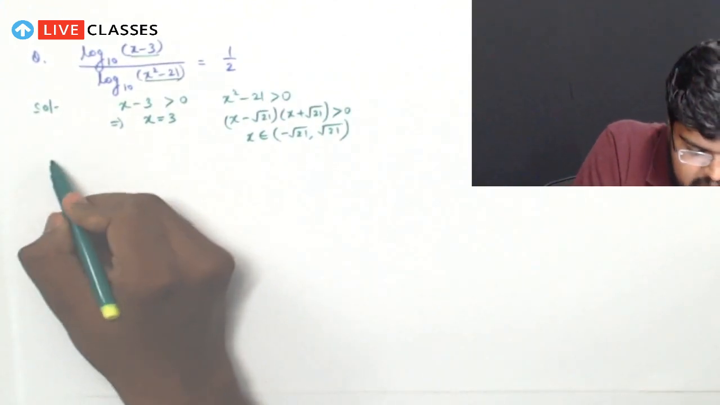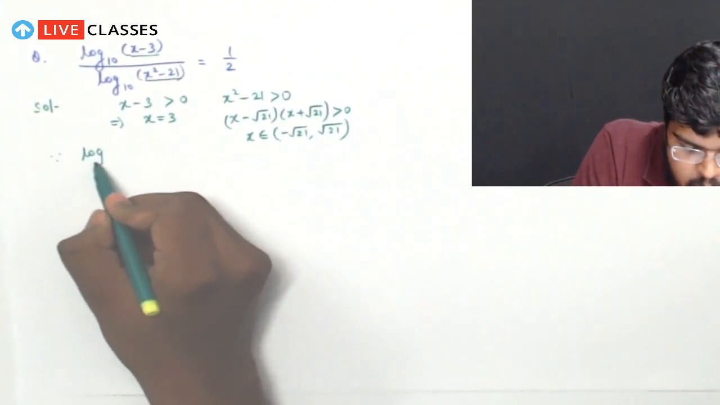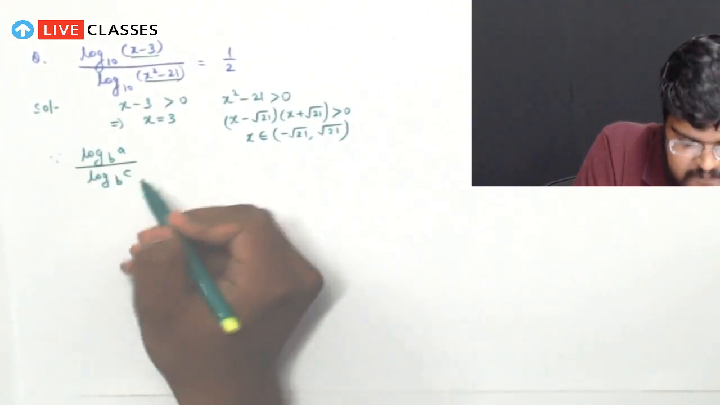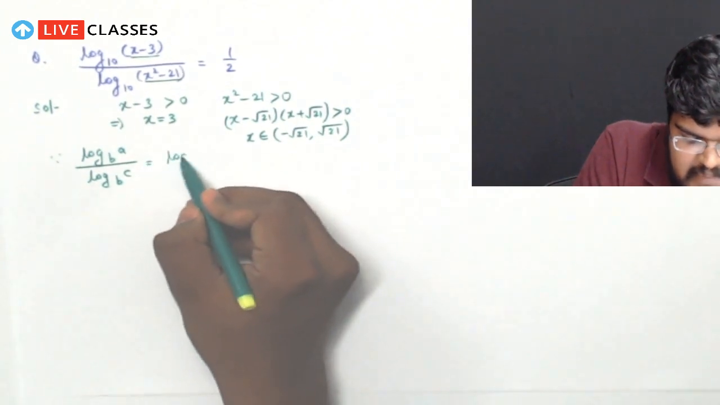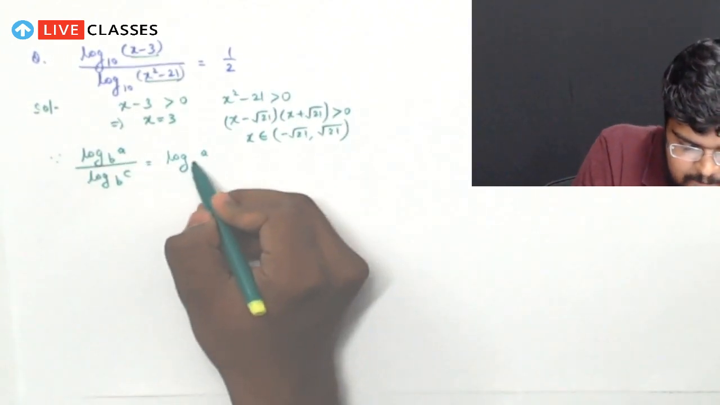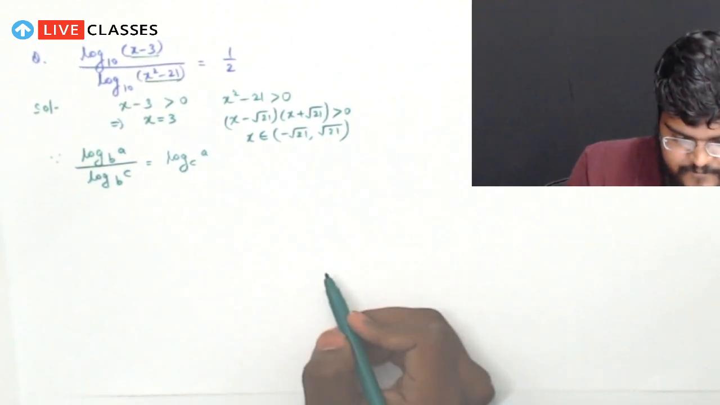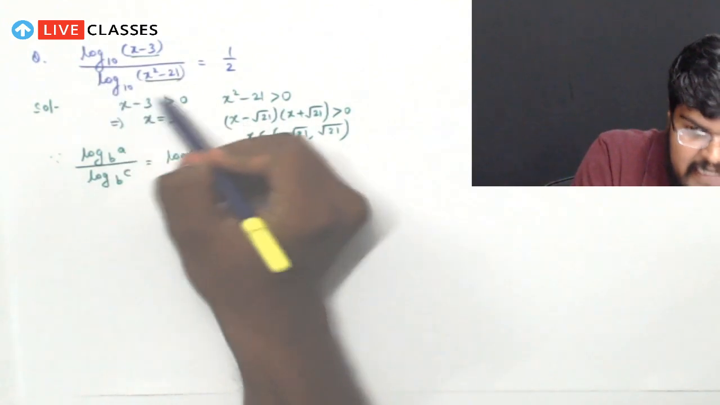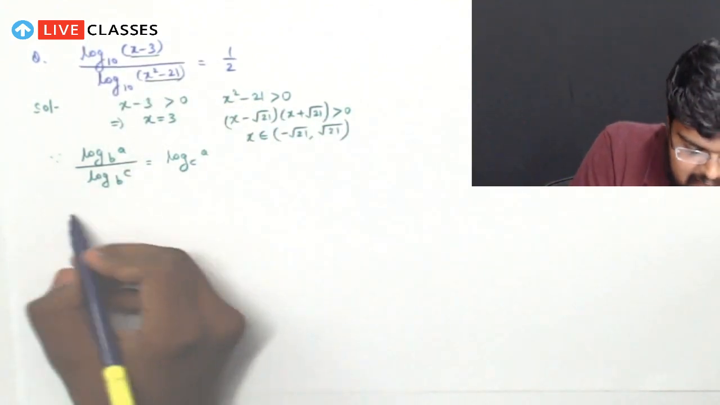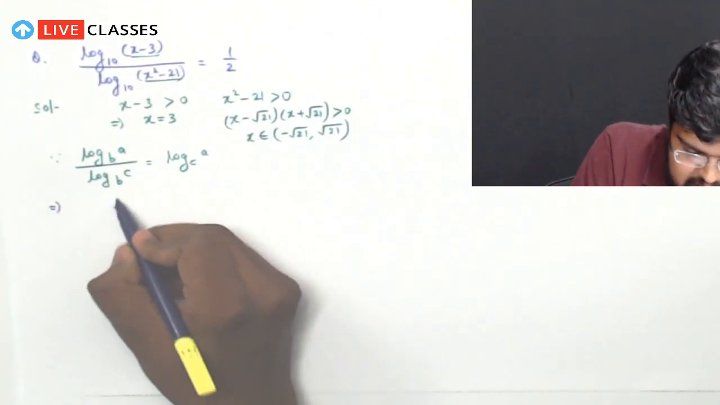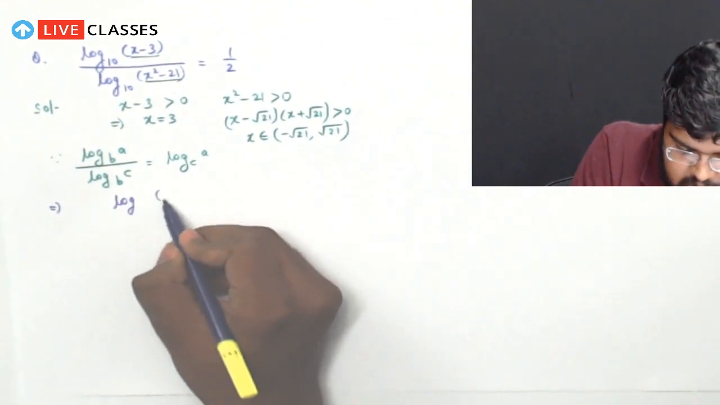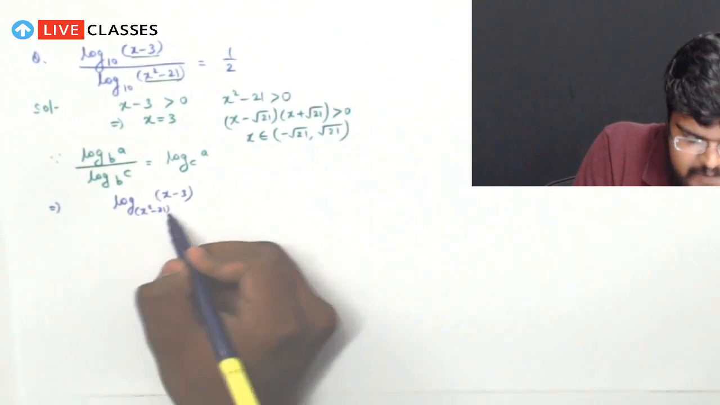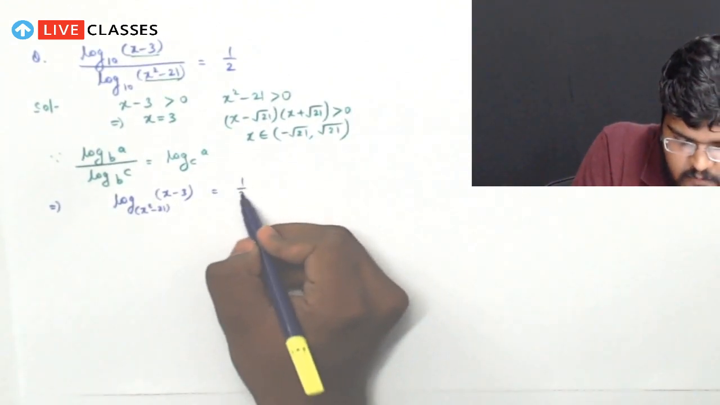So we know that log of a to the base b upon log of c to the base b can actually be written as log of a to the base c itself. So since this is the case, what we can do now is rewrite the left hand side of our expression as log of x minus 3 to the base x square minus 21 is equal to 1 by 2.